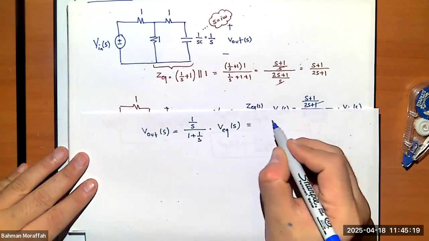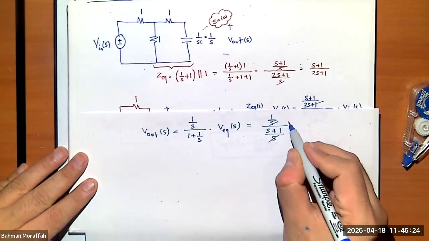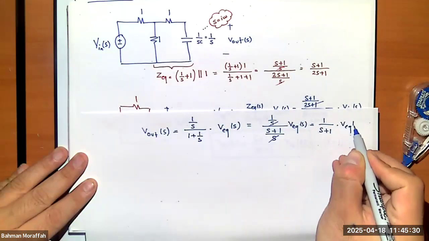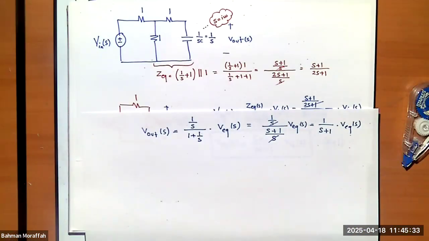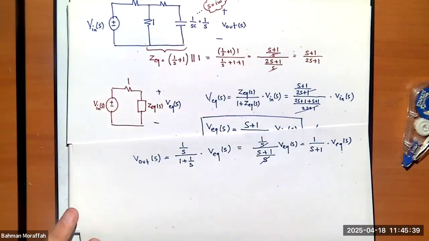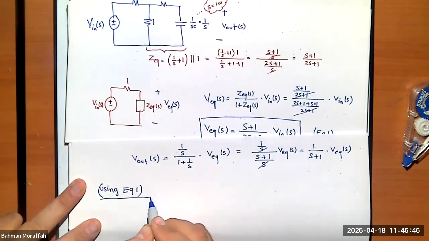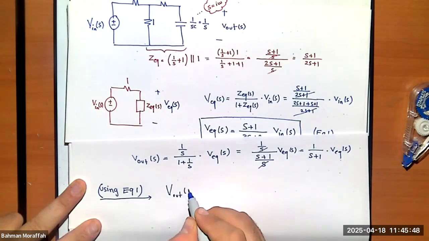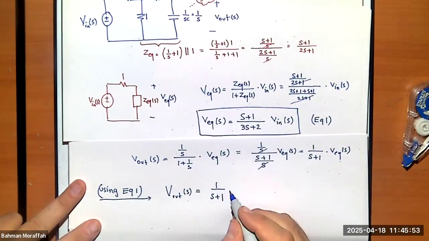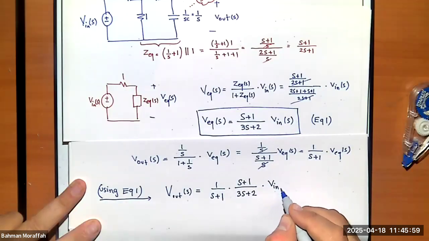Let's simplify it a little. So I have 1 over S divided by S plus 1 divided by S. This and this cancel. I have 1 over S plus 1 times the V equivalent of S. But I know exactly what this V equivalent of S is. It's this guy. So using equation 1, I have V out of S equals 1 over S plus 1 times S plus 1 divided by 3S plus 2 times the V in of S.